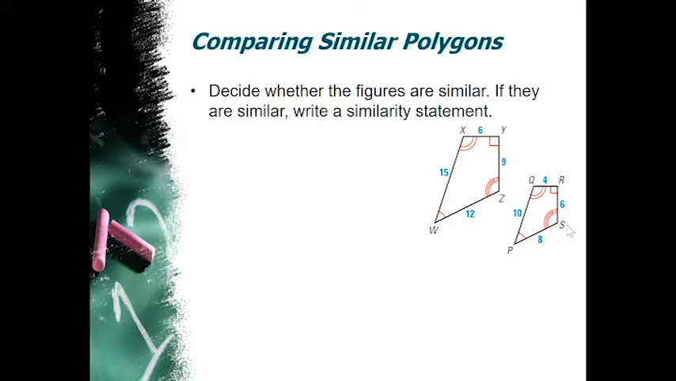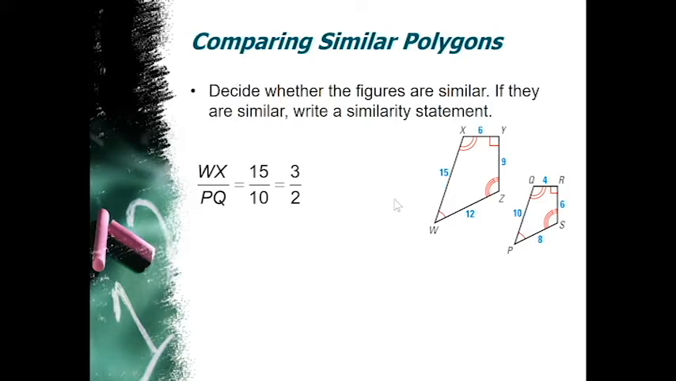Now what we have to do is check to make sure that we have all the corresponding sides being proportional to each other. So to start with that, we're going to look at WX over PQ. WX here is 15, PQ is 10. That gives us 15 over 10, which reduces down to 3 over 2.